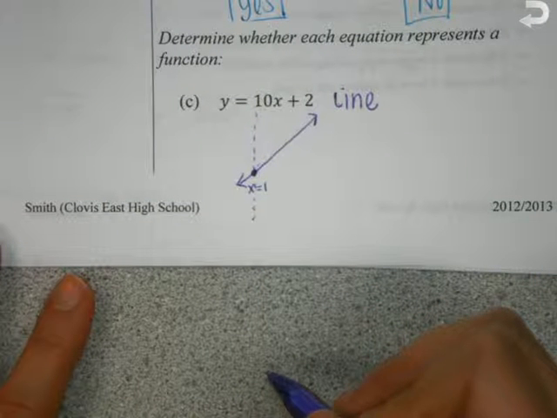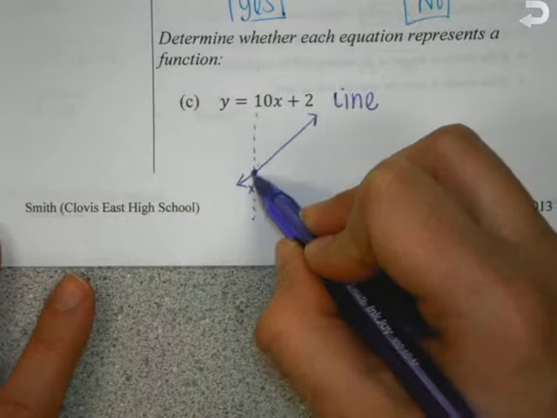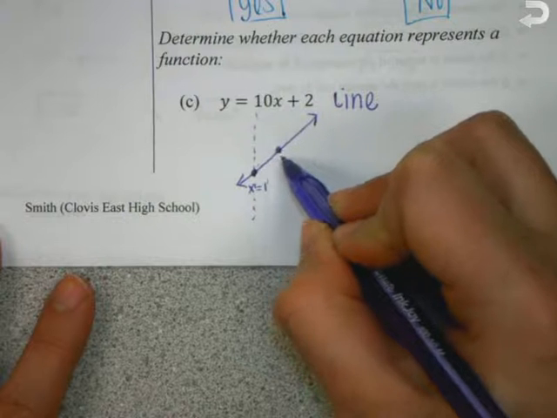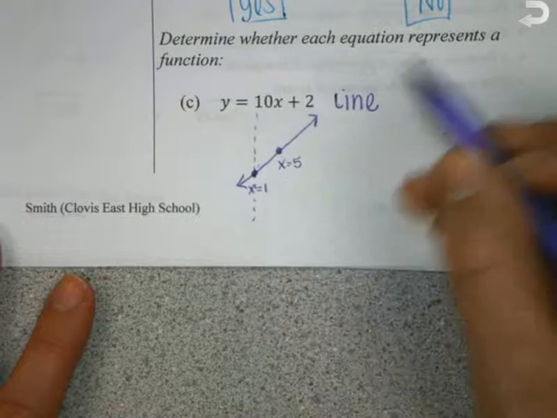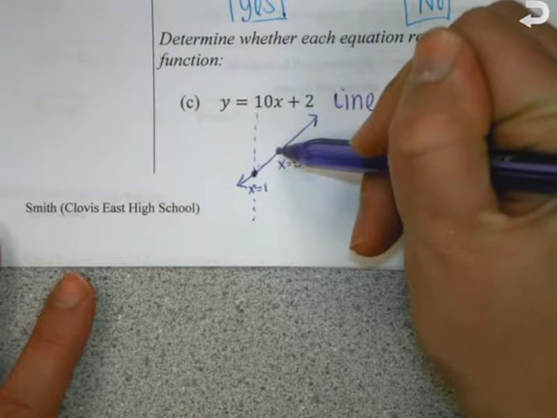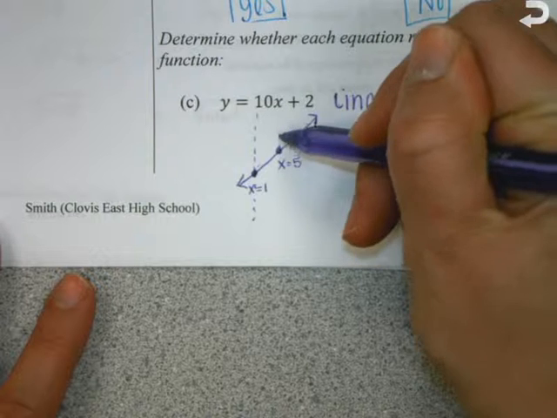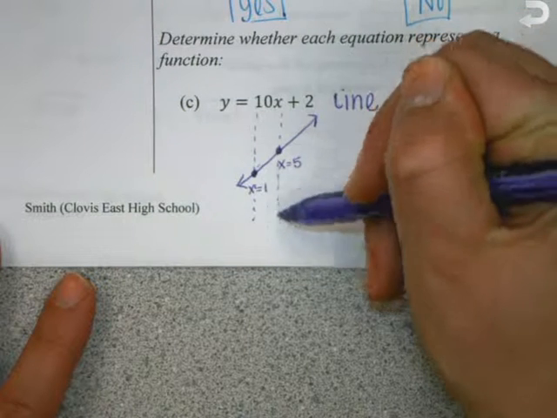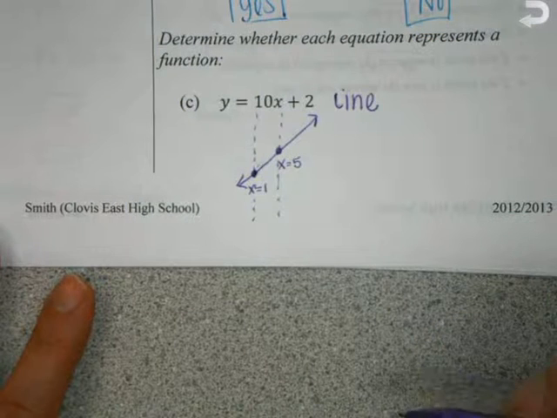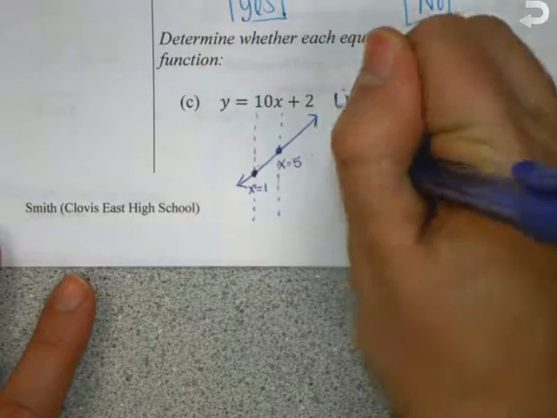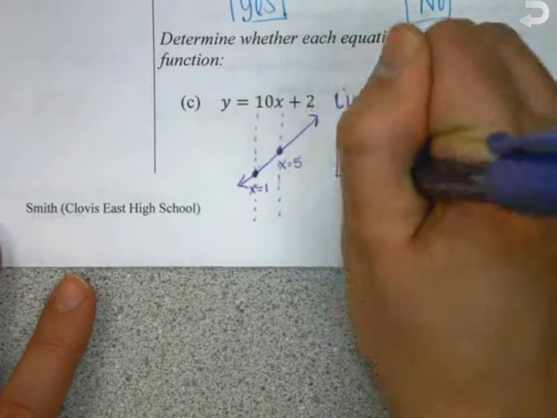What about this point right here? Let's say that's x equals 5. There's a y value right here where it's touching. Are there any other y values? No. So is this a function? Yes. Lines are functions. Each x has only one y value.